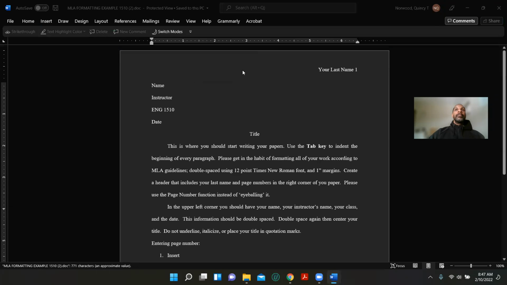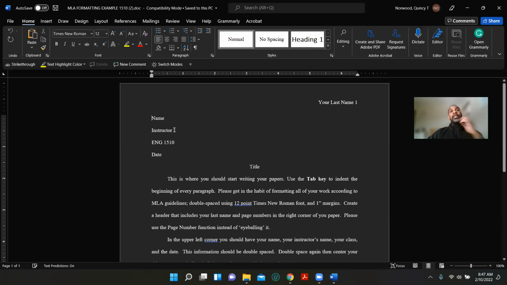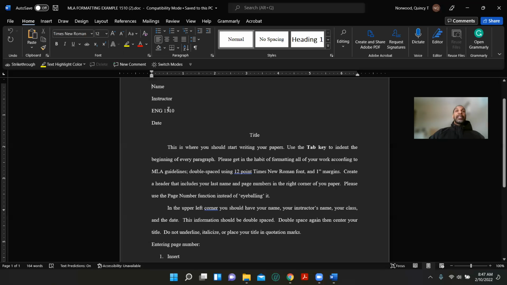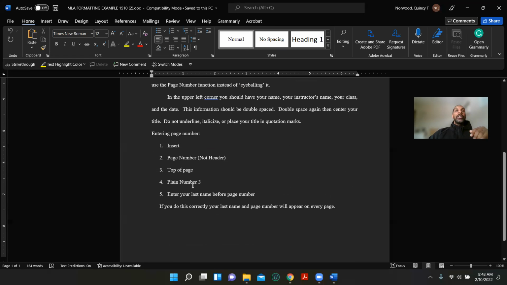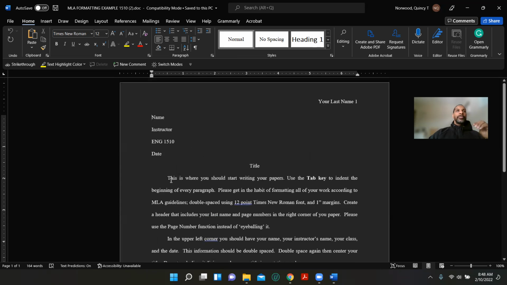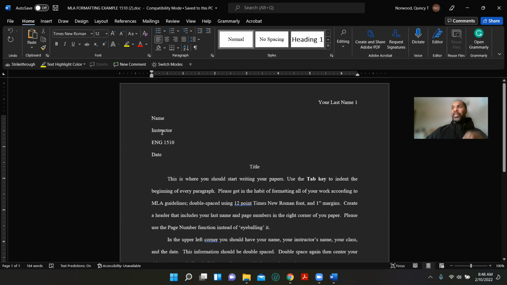All right. So what you want to do is make your paper look like this. You see how everything is uniformly double spaced? There's no extra lines skipped between paragraphs or anything. Also, if you go down here, this is an explanation of how to get your page numbers up there properly. If you're using Google Docs, the options may be a little bit different, but this is for Word.